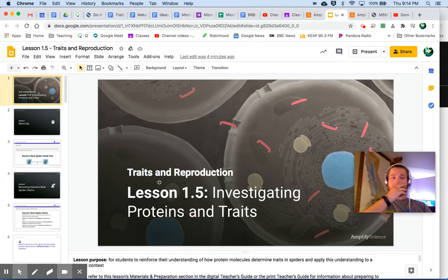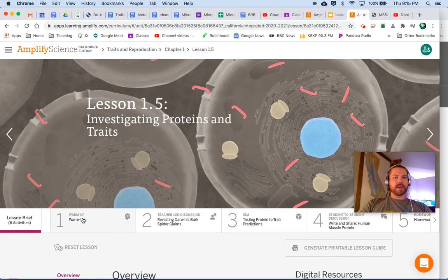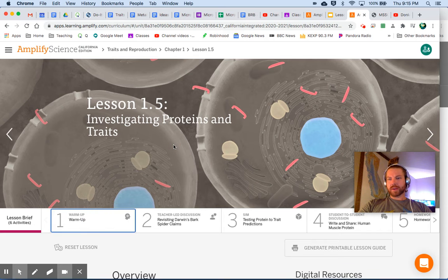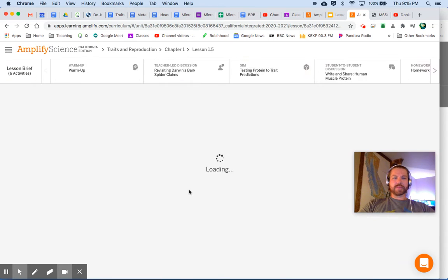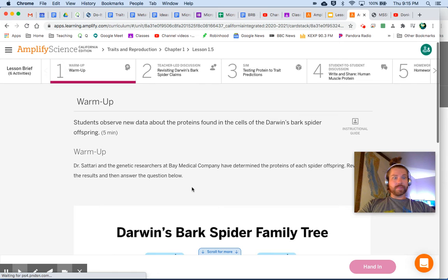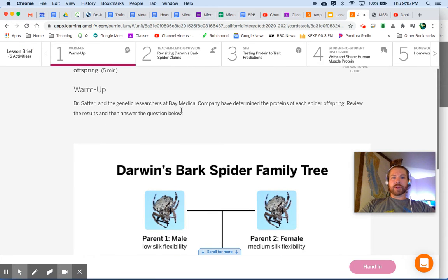New information. Dr. Satari and the genetic researchers at Bay Medical Company have determined the proteins of each spider offspring. So now we know the proteins that each of the spider offspring has. We've been working with proteins. We've been looking at how the structure of proteins ultimately determines the trait of an organism. So now we know what the silk flexibility proteins are that each of these spiders has. And look, these were the proteins that we saw in the sim. We labeled them as proteins 1, 2, and 3.